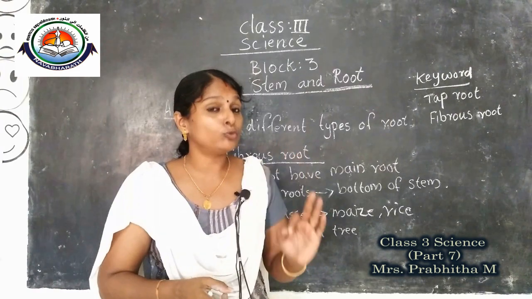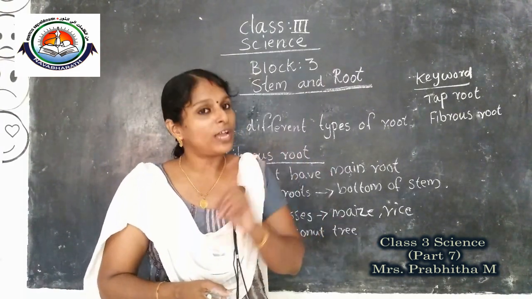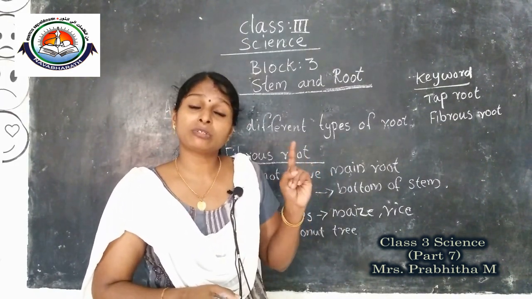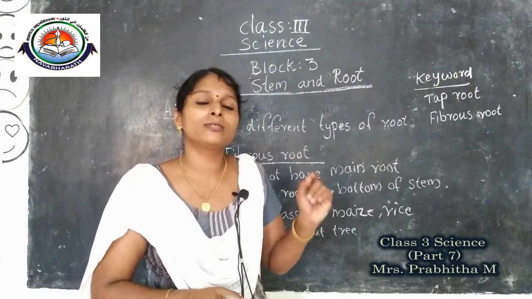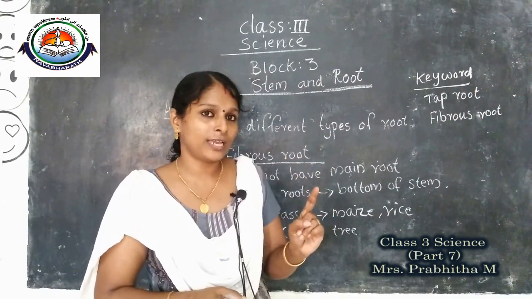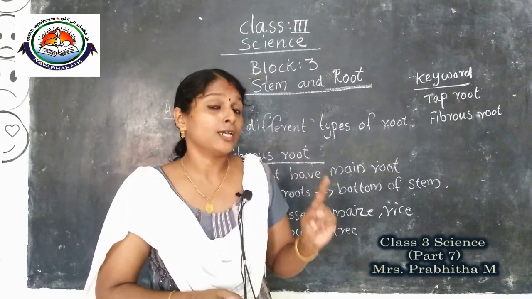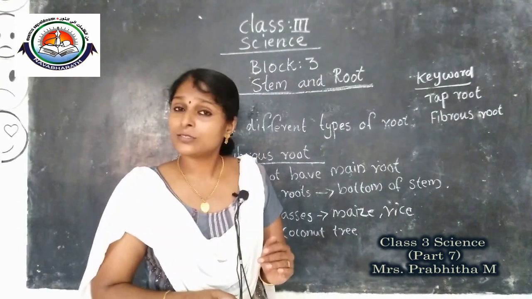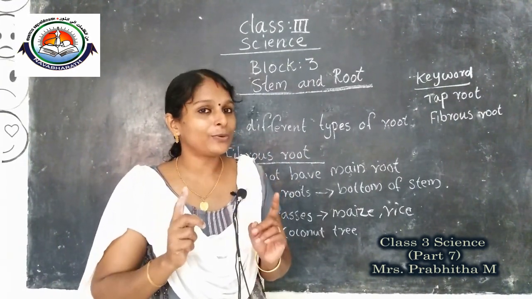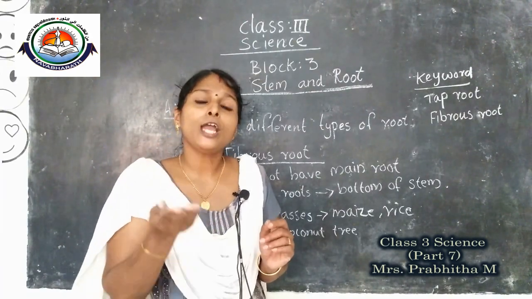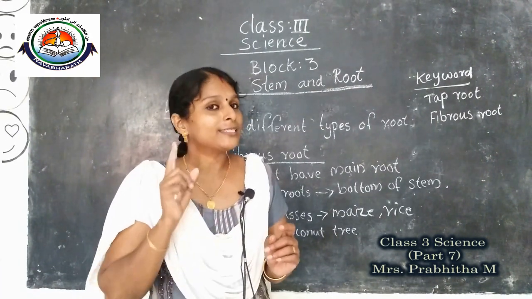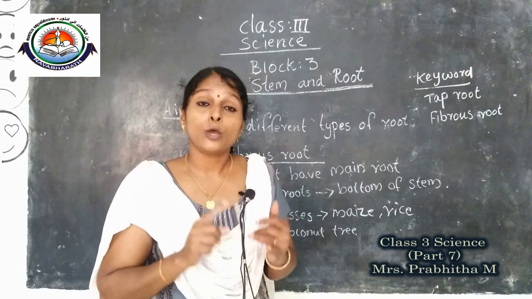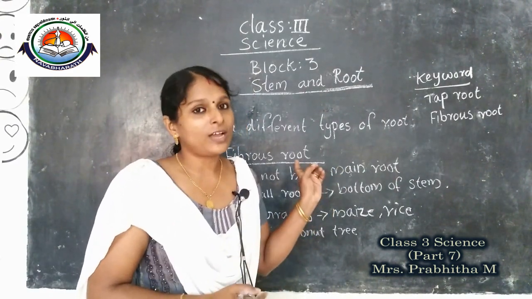So there are two types of root, taproot and fibrous root. What is taproot? Taproot has one main root, big and strong, and some small roots are coming from the main root. Examples: mango tree, tulasi, hibiscus. Then what is fibrous root? Fibrous root does not have a main root, but small roots are coming from the bottom of the stem. Examples: all the grasses like rice, maize, wheat, etc.